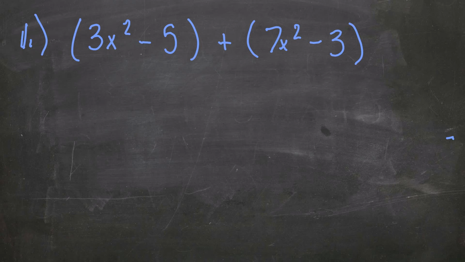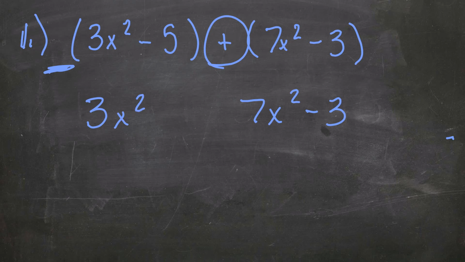So number 1, we have 3x squared minus 5 plus 7x squared minus 3. The first thing I do is I look for the signs between the parentheses. There's a plus sign. That means I don't change anything. So I leave 7x squared minus 3 exactly the way it was. I just basically erase the parentheses. Now I look in front of the 3x squared. There's nothing there, which is basically the same as the plus sign. So all I do is I write 3x squared minus 5.